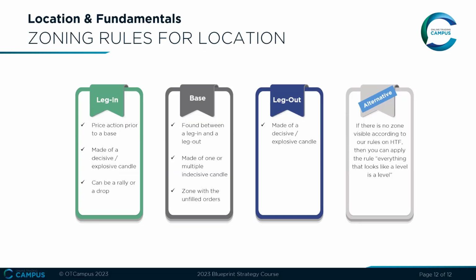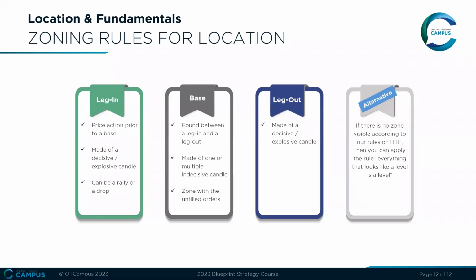The base is just your normal base set of rules. Here, what you've learned to date does not change. So it's made up of one or multiple indecisive candles. And the base, that's the area, as you know, that's found between the leg in and the leg out. And the leg in, as you already learned, it's the same thing. It can be explosive, it can be decisive. It doesn't really matter that much. What matters most is the base and the leg out, with the leg out having the biggest importance.